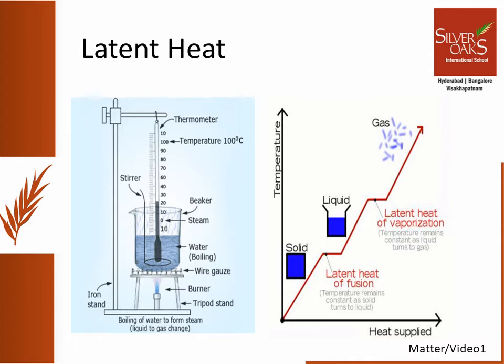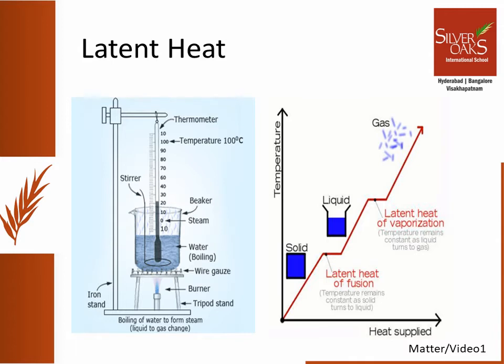We have two latent heats at two stages. One is latent heat of fusion, which is defined as the heat required to convert 1 kilogram of ice, 1 kilogram of any solid, into liquid at its melting point at normal atmospheric pressure. Similarly, the latent heat of vaporization is the amount of heat required to convert 1 kilogram of any liquid into gas at its boiling point at normal atmospheric pressure.